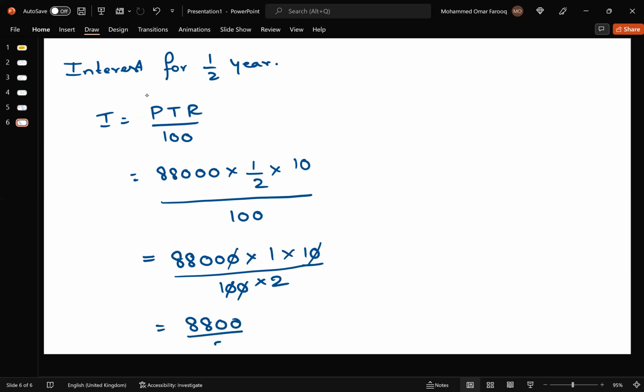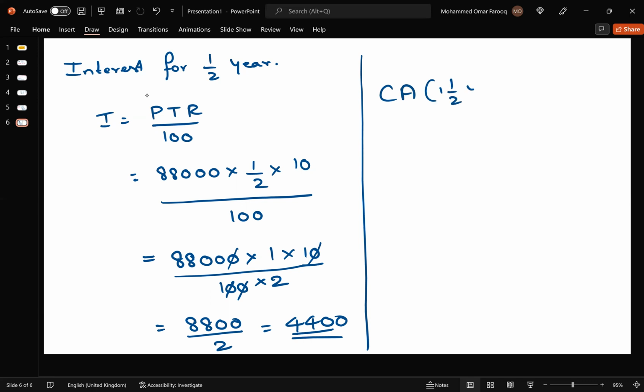8,800 divided by 2 is nothing but 4,400 rupees. So the interest for the next half year is 4,400 rupees. Now what is the compounded amount for 1.5 years? 1.5 year is equal to principal plus interest. What is the principal? It is 88,000, the previous one, plus 4,400. That equals how much?